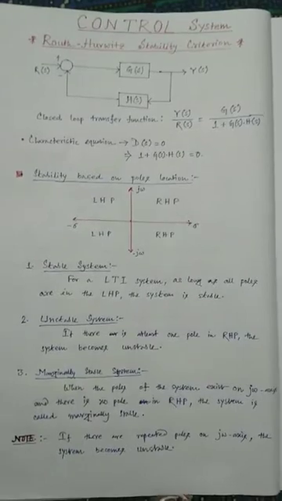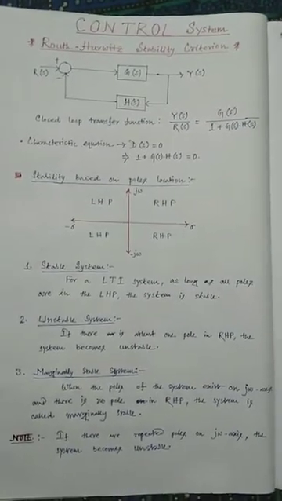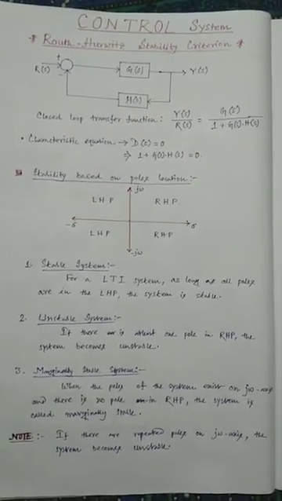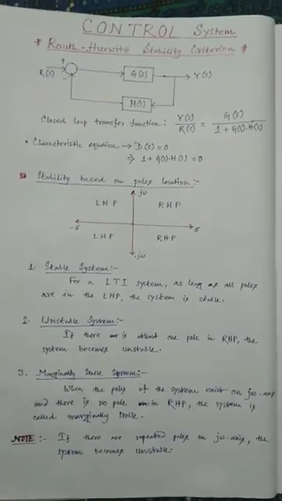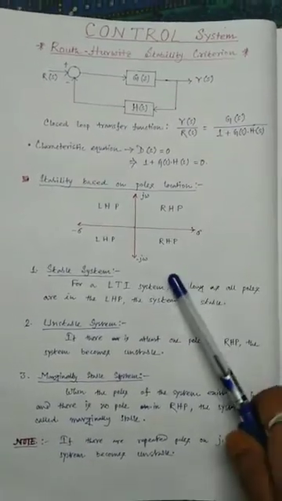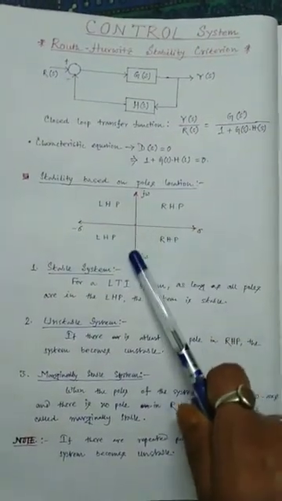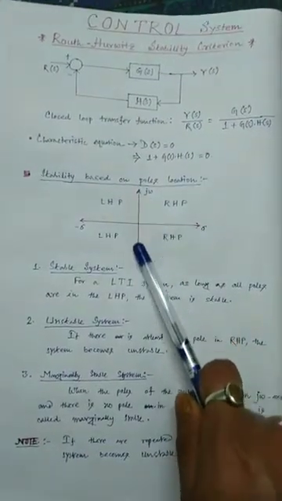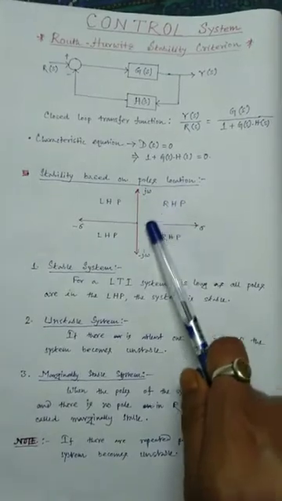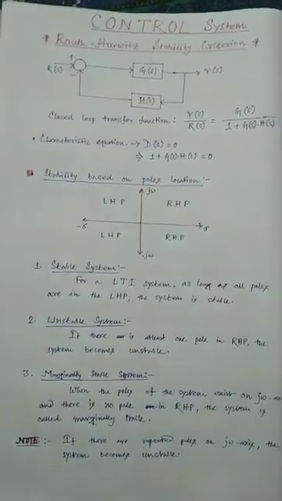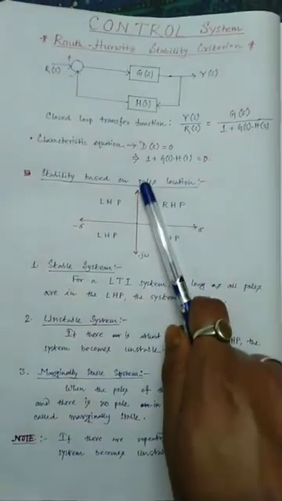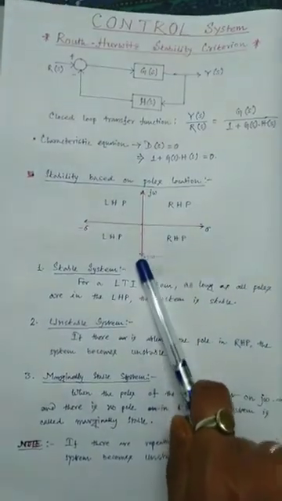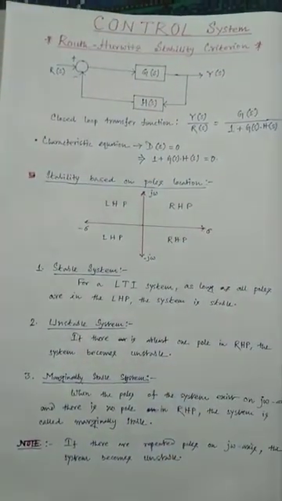Now, what is a marginally stable system? When the poles of the system exist on the j omega axis and there is no pole in the right half plane, the system is called a marginally stable system. So if there are some poles on the left half plane and one or multiple poles on the j omega axis and no pole in the right half plane, then the system is marginally stable. If there are repeated poles on any point on this j omega axis, then the system becomes unstable.